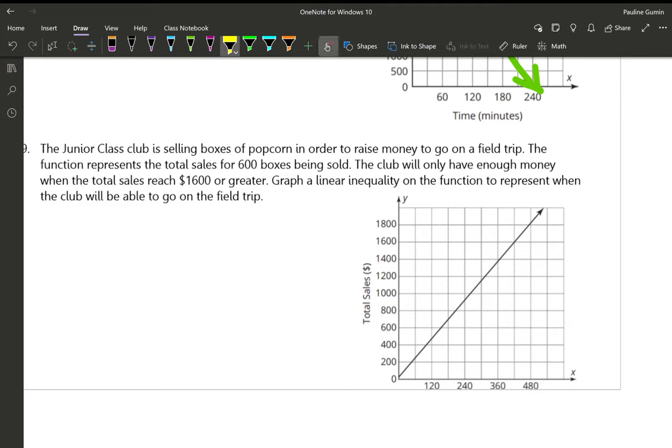Okay, so we're looking for 1,600. So let's find 1,600. There it is. Let's see where it hits our graph. Here. So this is where it meets the graph. And we could sell more than $1,600, 1,600 or greater. So let's trace our graph going up. So it kind of looks like we need to sell 420 boxes or more in order to achieve this junior class field trip.